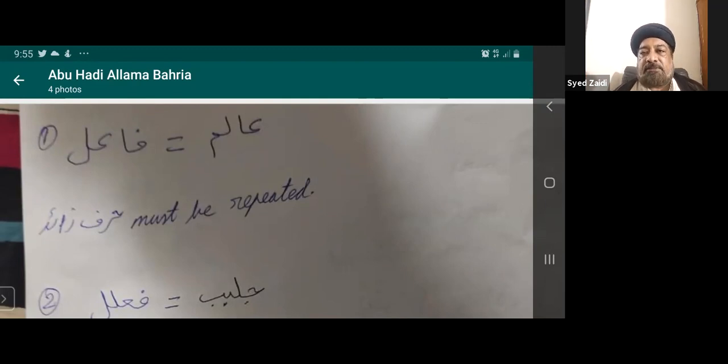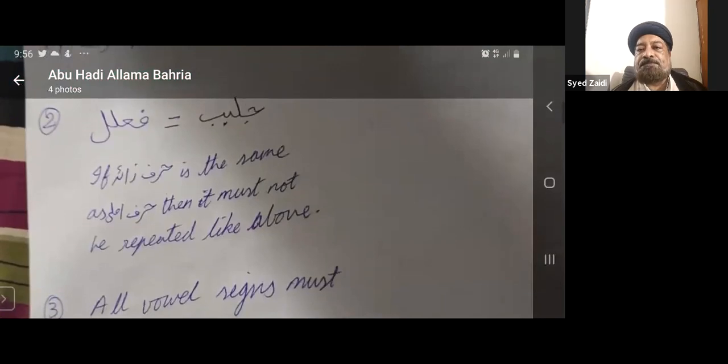Alif is different. So if a harf zaid is not the same as the root letters, then it must be repeated on the word scale. Therefore, alif is repeated in fa'il. And once you see the alif in fa'il, it becomes clear, right? That's the first example. So if it's a harf zaid and it's not the same as the root letters, then it must be repeated on the word scale. I think that's clear. And now we can go to example number 2.